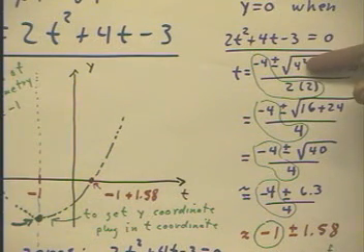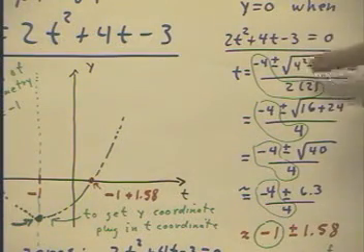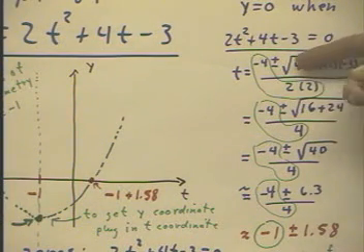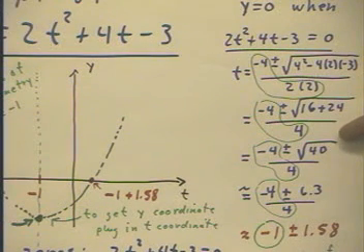Note that I've got 4 squared here, and I really should say negative, oh wait a minute, it's not negative 4, it's 4. Forget that. We've got 4 squared here, and we simplify under the radical and we get a 40 here. Note that the square root of 40 is the square root of 4 times the square root of 10, which is 2 times the square root of 10.